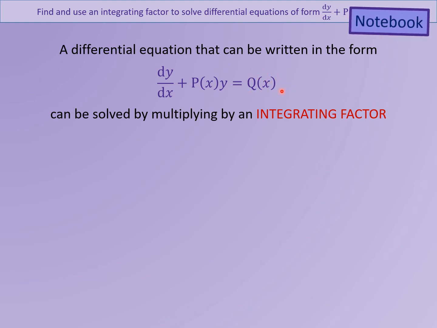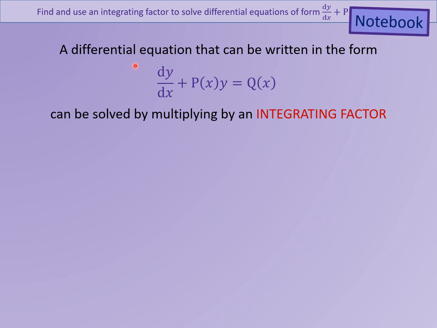The moment this has got some function of y on here, or maybe this is something different to just a single y, maybe it's something like y squared, then you cannot use this technique. We need to look at other techniques. So you're looking for this dy over dx on its own, a single y, not a function of y, and then a function of x on this side. That's the sort of thing you're looking for.